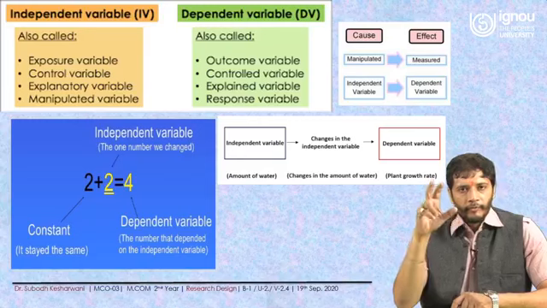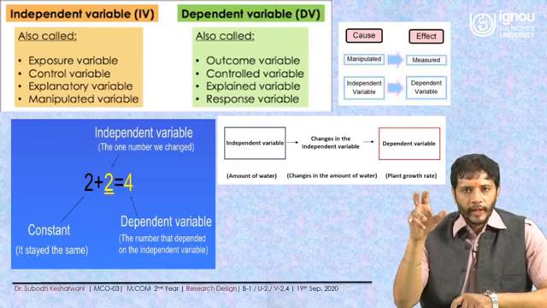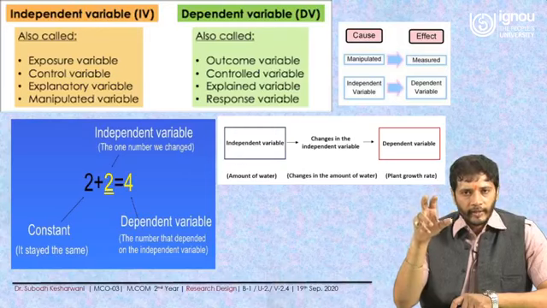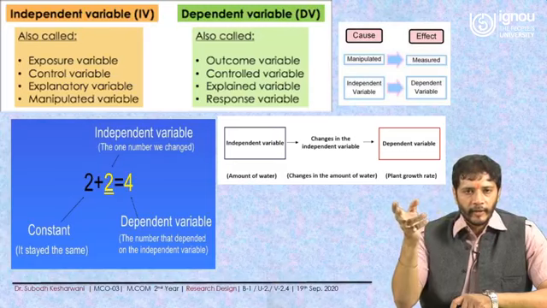Now, what I was talking about: this independent variable. There was a term called variable. So this cause and effect relationship is going to be there, where the cause is manipulated and the effect is measured. You have independent variables and you have dependent variables. Changes in the independent variable can give the dependent variable, like changes in the amount of water and the plant growth rate.